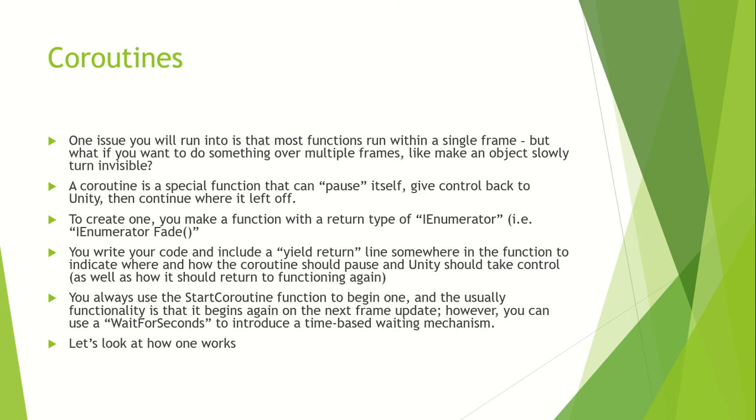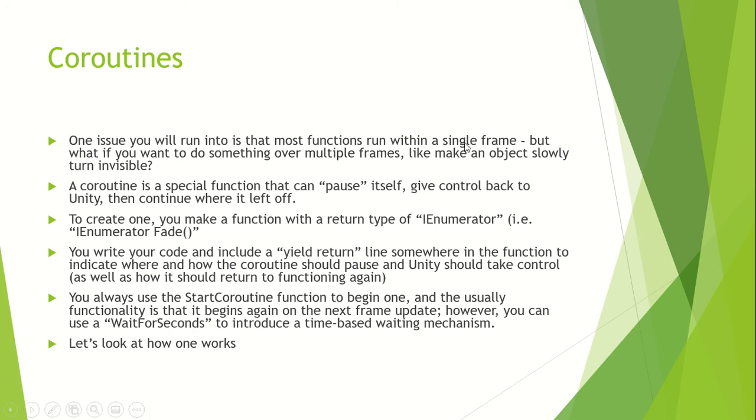But what coroutines are for is essentially the problem of functions always, in the default setup, running within a single frame. The way most functions work in Unity is that they happen frame by frame, right? But what if I want to do something over multiple frames? I don't want it to happen in one frame. I want it to slowly turn invisible, for example, which would not work in one frame. What you would do is use a coroutine. Coroutines are basically functions that can pause themselves, give control back to Unity, then pick back up where they left off and continue doing what they were doing.